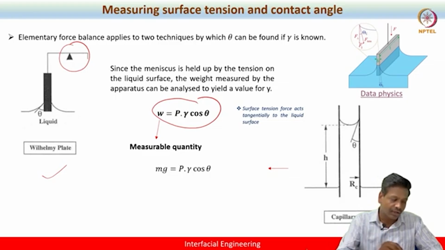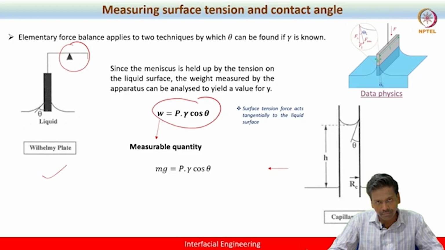In this way, because this meniscus is held up by the tension on the liquid surface, the weight which acts on this plate will be recorded by the balance, which will again be compared with the reference weight. The change in weight that results out of this process is nothing but the surface tension. One can measure surface tension out of this. This is a simple force balance.